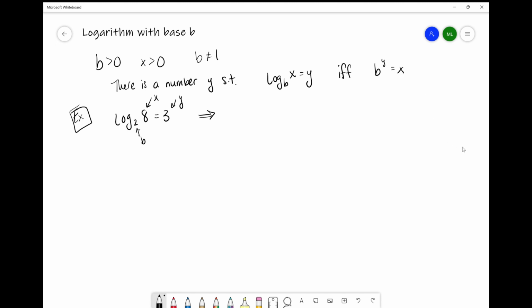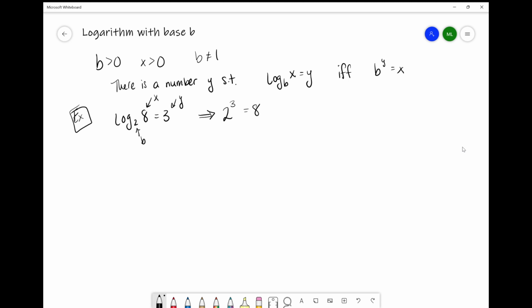So that exponent form is now going to be, b is 2, y is 3, so it's 2 cubed is equal to 8. This is by the theorem, and yes, this is a true statement because 2 cubed is equal to 8. 2 times 2 times 2 is equal to 8. Right, now let's look at another example.